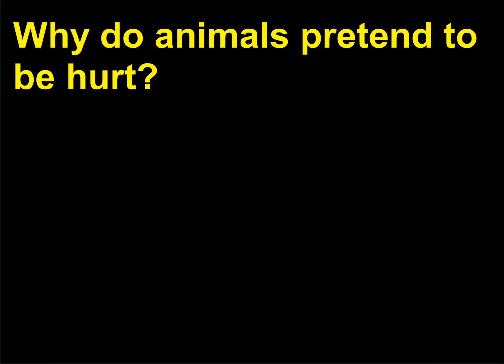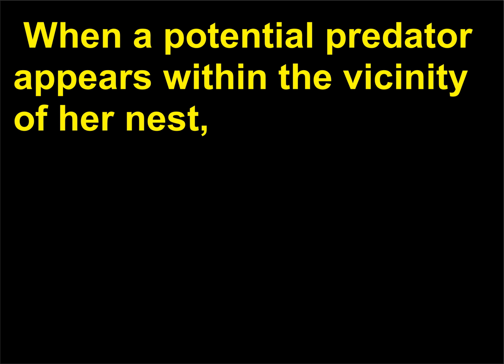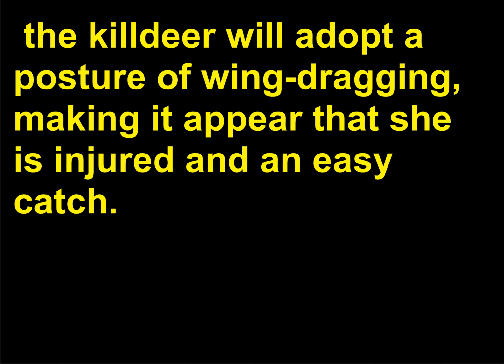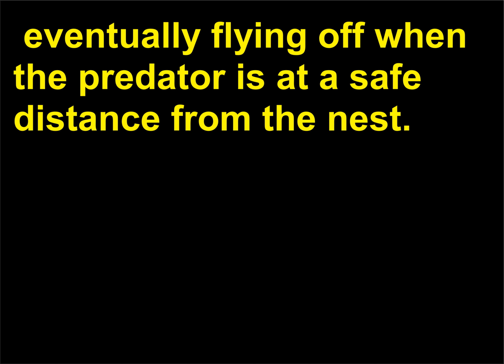Why do animals pretend to be hurt? Among bird watchers, the female killdeer is well known for pretending to be hurt. When a potential predator appears within the vicinity of her nest, the killdeer will adopt a posture of wing dragging, making it appear that she is injured and an easy catch. The female will gradually lead the predator away from her nest, eventually flying off when the predator is at a safe distance from the nest.